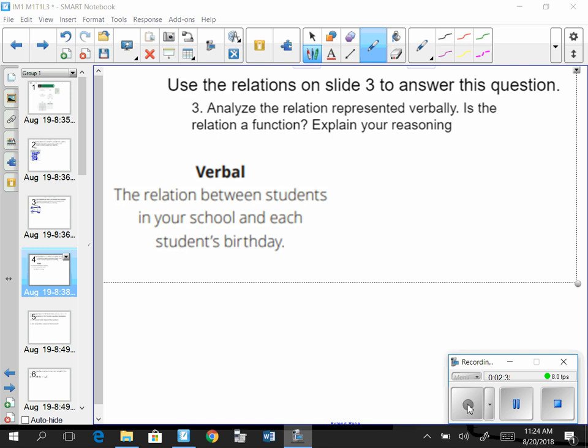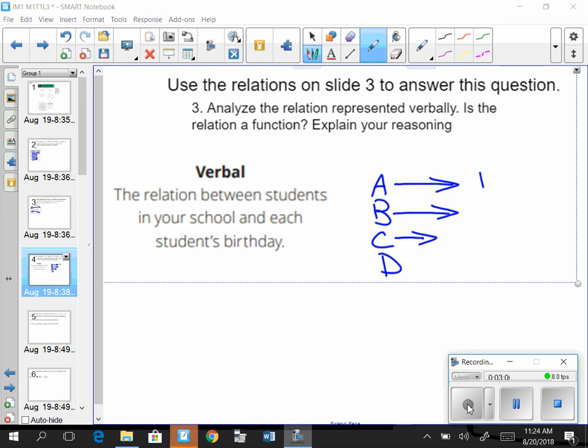This one was a little trickier. We have to see if this verbal relation is a function or not. So it says a relationship between students in your school and each student's birthday. So we've got a bunch of students. Let's say we've got students A, B, C, and D. Since it's not possible for one person to have two birthdays, then it sounds like this is going to work out because you can only have one birthday. Every single person has one birthday.